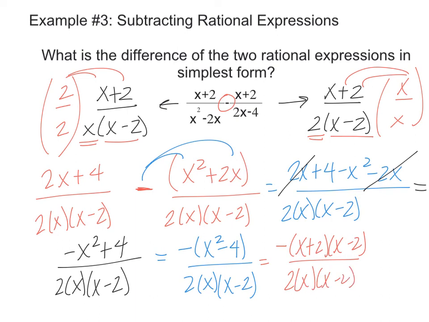Last step. What is so nice about this? The x minus 2's are gone. So our final answer is going to be negative parentheses x plus 2 over 2x.